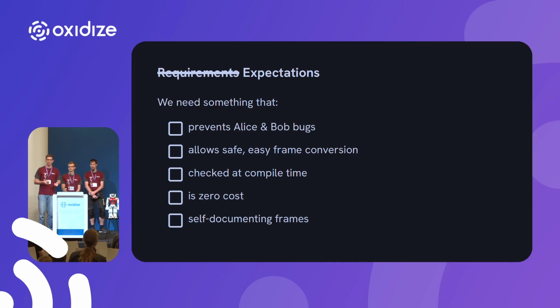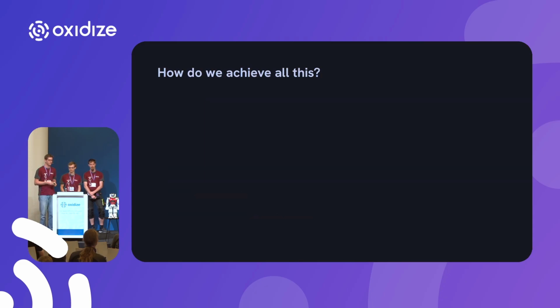We want to have it zero cost. We don't want to pay any additional overhead for that. And in the best case, also have it self-documenting the frames we need to the user using our APIs, our functions, and playing around with the variables at hand. So how can we achieve that?